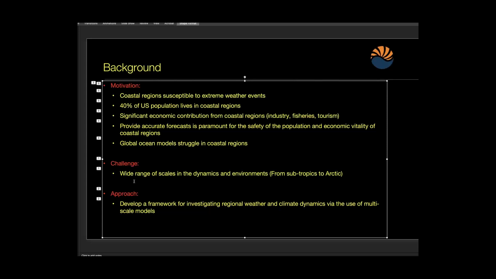And if you're designing a global model, it may be more cumbersome or difficult to represent the details that could matter to an improved forecast in a particular region. I think that in the atmosphere, of course, that has been understood and known for a long time. And what we're trying to do here is to bring the ocean side of the equation up to speed.